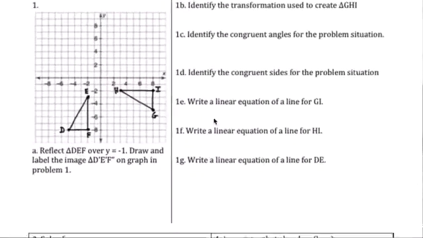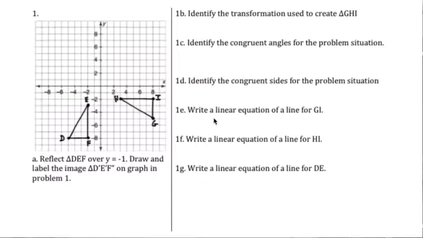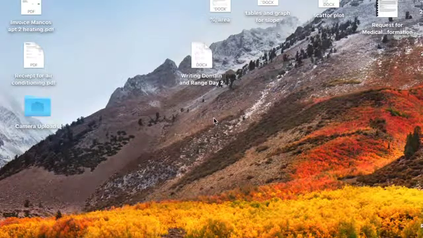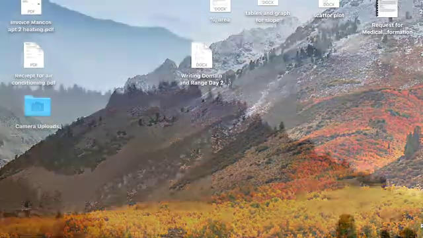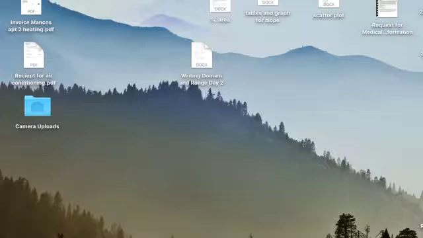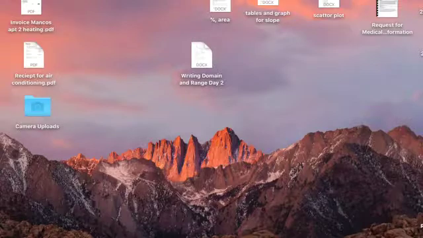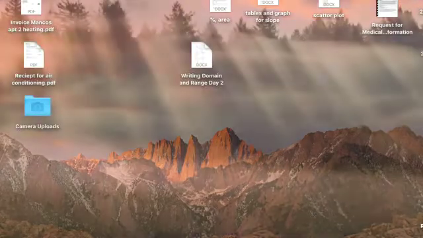Reflect triangle DEF over y equals negative 1. Okay, here's y equals negative 1. Reflect over it, so E is right there. Hopefully it works. Nope, I don't see it.